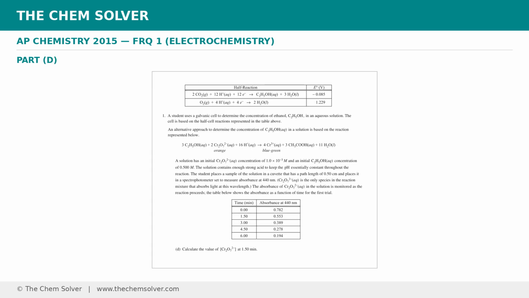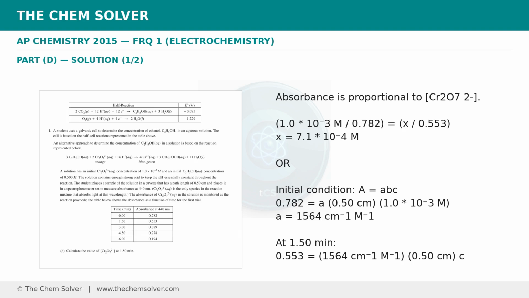Calculate the value of Cr₂O₇ at 1.50 minutes. Absorbance is proportional to Cr₂O₇. 1.0 times 10 to the power negative 3 molar / 0.782 equals x / 0.553. x is equal to 7.1 times 10 to the power negative 4 molar.